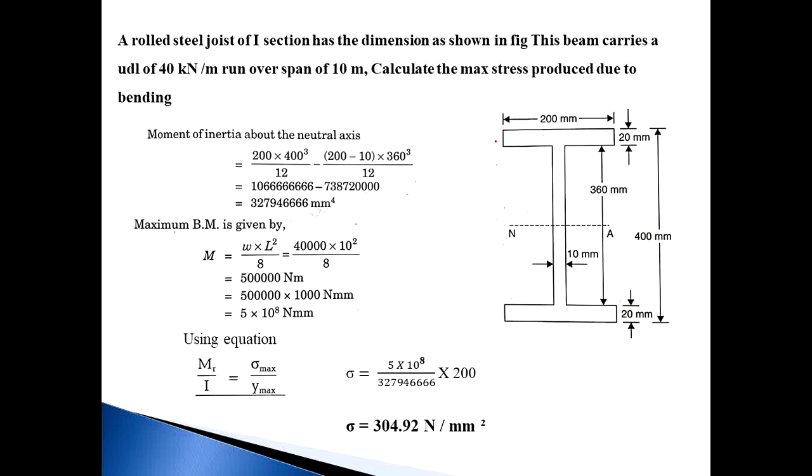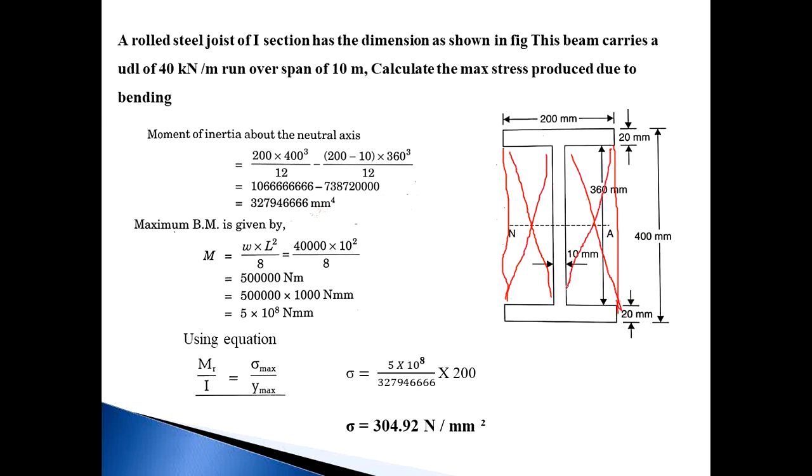First of all we calculate the moment of inertia about the XX axis, that is IXX. We know the IXX for a rectangular section is BD cube by 12. So this is the I section. First consider the overall rectangle, with dimensions B equal to 200 mm and D equal to 400 mm. So first 200 into 400 cube divided by 12. This is the overall rectangle, and minus these two parts.